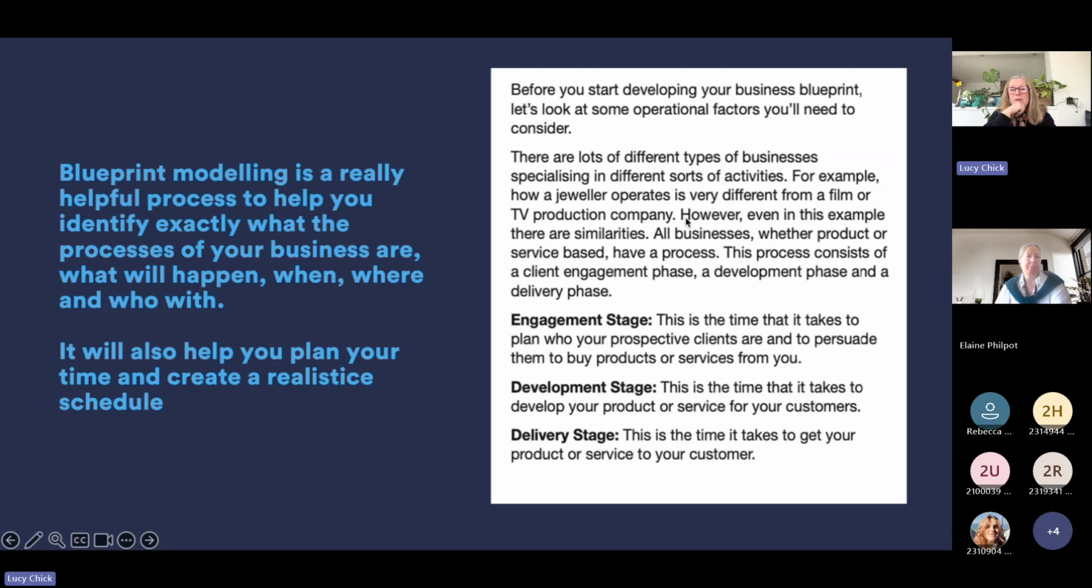Basically, there are lots of different types of businesses. We might have people on this call with very, very different businesses, but essentially, whether they're service-based or client-based or you're making something, these three stages are the things that people have in common. So engagement stage is when you are planning who your prospective clients are and how you're going to get them, how you're going to get them to buy your product or your service. Development is the time it takes you to develop your product or service for them. And delivery is how long it takes to get it to them. So these are kind of in common for everybody.